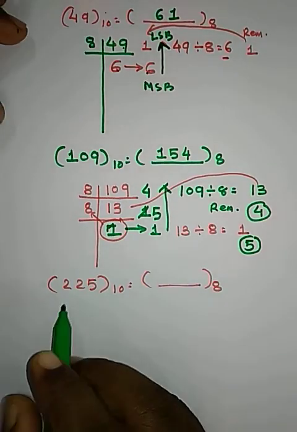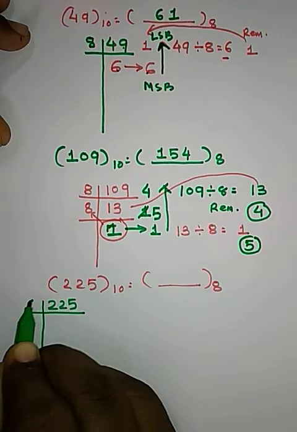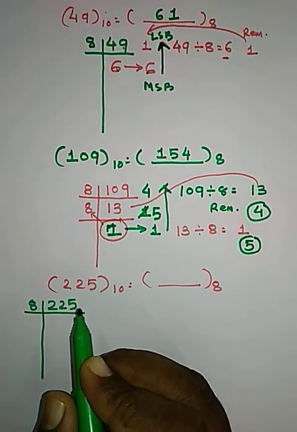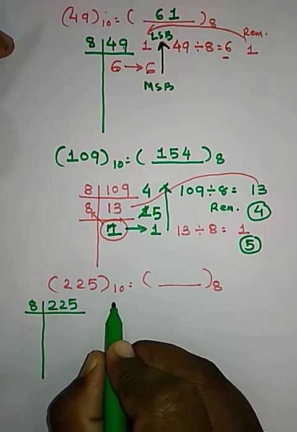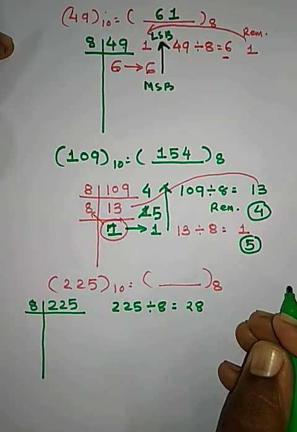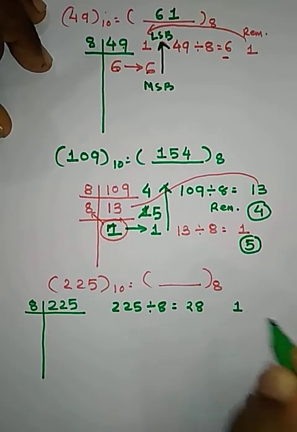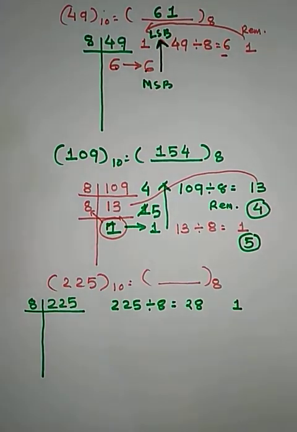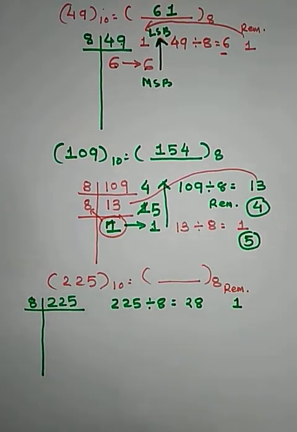So first write here 225. Here is an 8. First divide this 225 by 8. What is the answer? It's 28. What will be the remainder? 1. Here we have to write the remainder separately. So this one is to be written here.